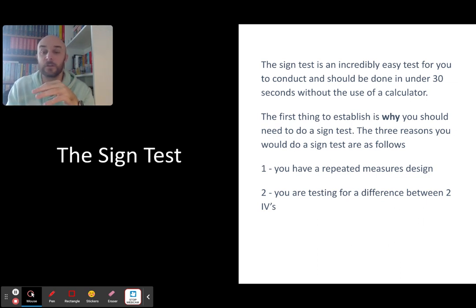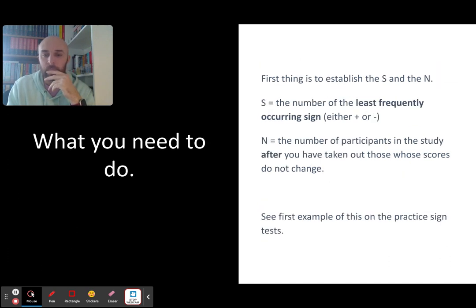Now, say you had the first two, you're using repeated measures and you're testing for a difference, but you're looking at ordinal data. You would do a completely different stats test in this case. In this case, it would be Wilcoxon. So that is why you would do a stats test. This is what you need to do.